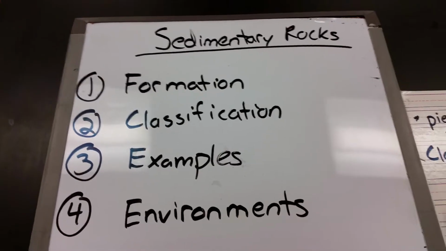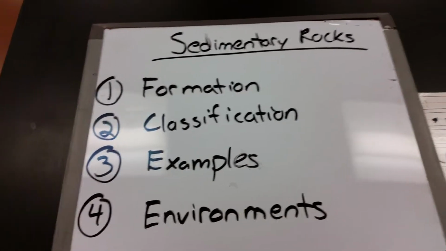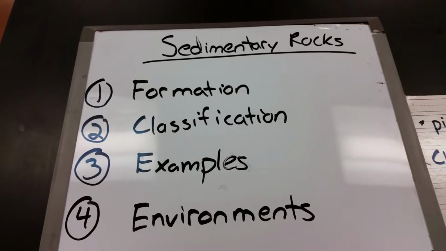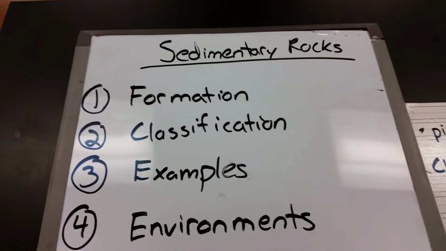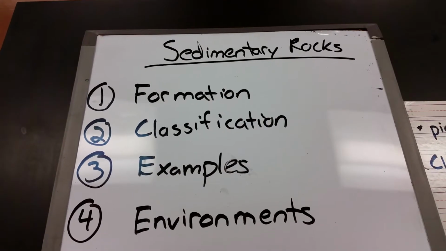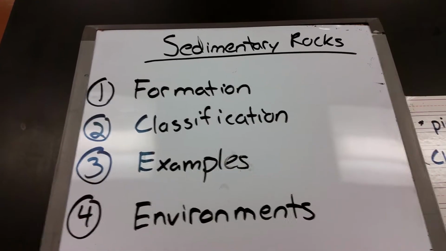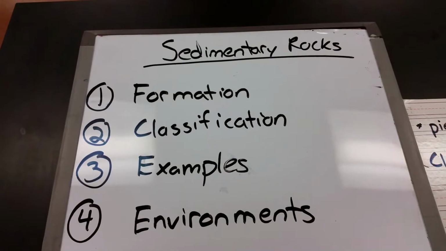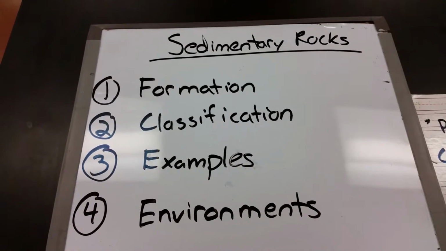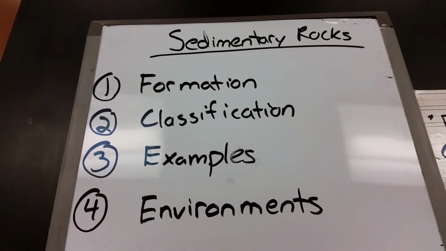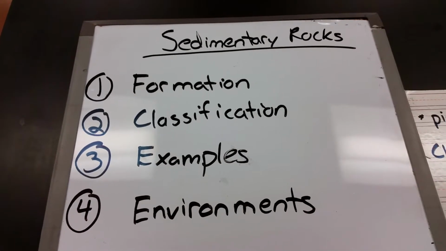Alright, today we're going to talk about sedimentary rocks. And when we talk about sedimentary rocks, we want to know about their formation, so how they form, where they form, and different things about the different types of rocks you get when different sedimentary rocks are forming. We're going to classify sedimentary rocks, and we classify them differently based on how they form. And we want to know the examples of different sedimentary rocks and the environments that have sedimentary rocks.